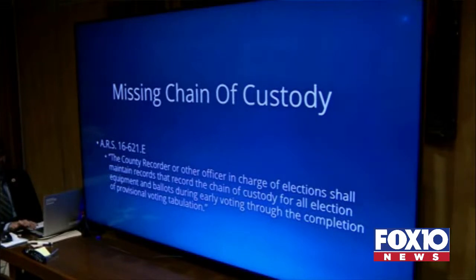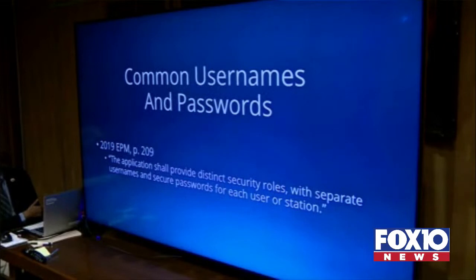Next one is common usernames and passwords, as Mr. Cotton noted. The election procedures manual specifically says that applications within the EMS system should use separate usernames and secure passwords for each user or station. And as he noted, he found common usernames and passwords being used, which is inconsistent with this guidance from the election procedures manual.